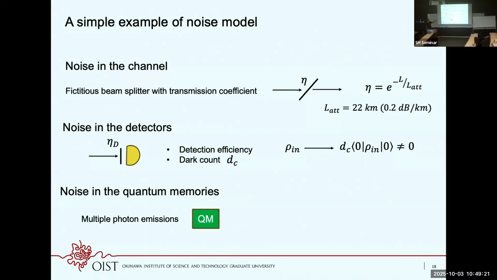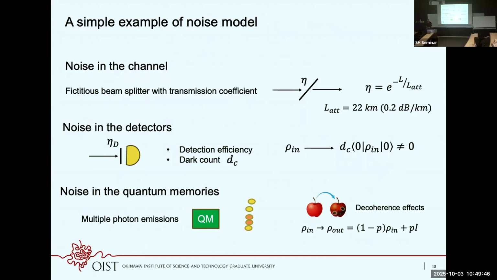And then we have noise also in the quantum memories. There are many noises, right? For example, one is multiple photon emissions. Sometimes the memory can emit one photon, but sometimes it can emit two photons or three photons and so on. So this is some type of noise. And the other one is the coherence, which is this apple that from a good apple becomes rotten.